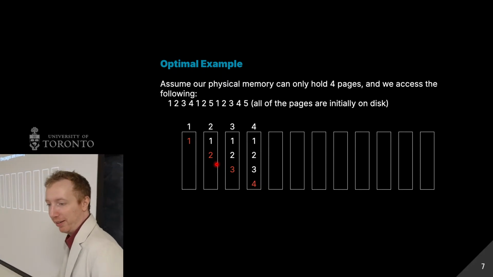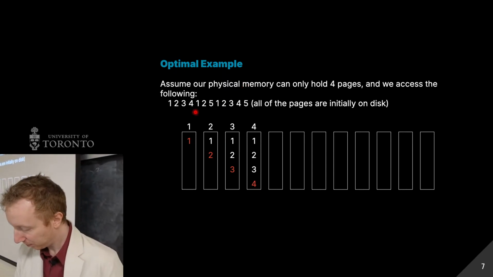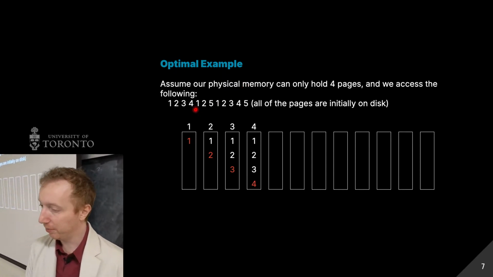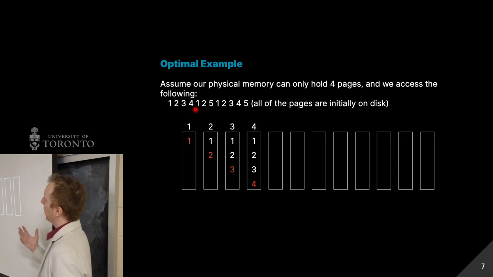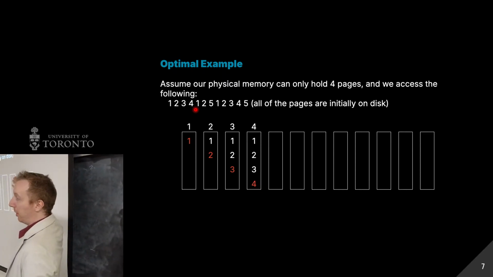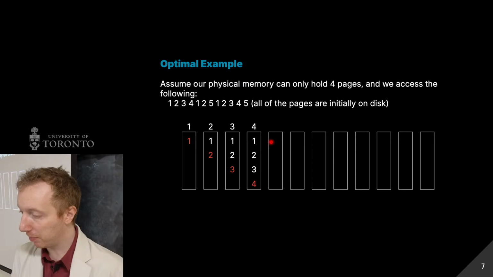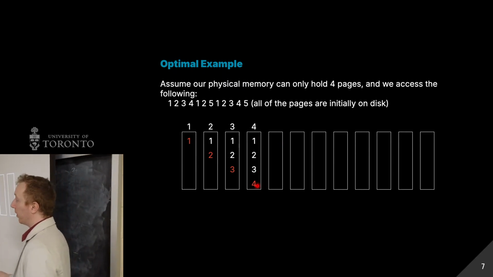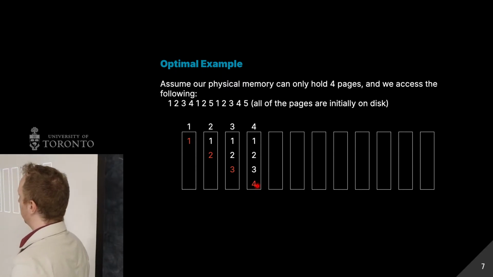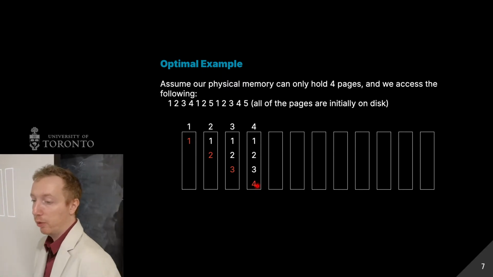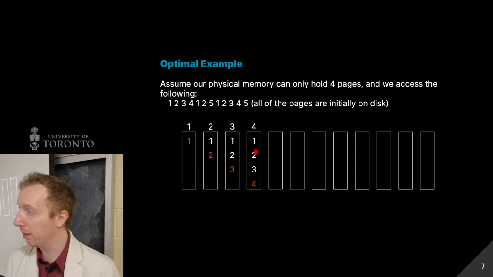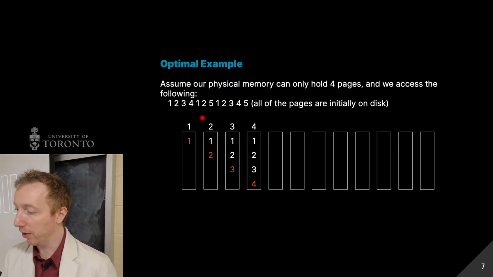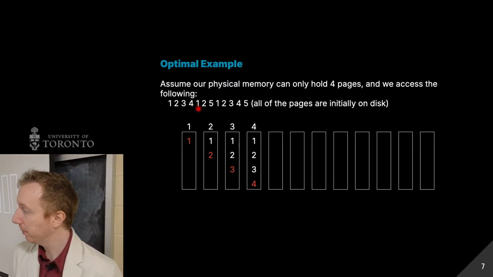All right, so now when we access page 1, we don't have to worry about it, right? So we access page 1. It's already in memory. Again, this box is what's in memory. So there wouldn't be a page fault. I don't have to do anything. A page fault means I have to kick one of these pages out of memory and move it back to disk. So if I access page 1, it's already in memory.